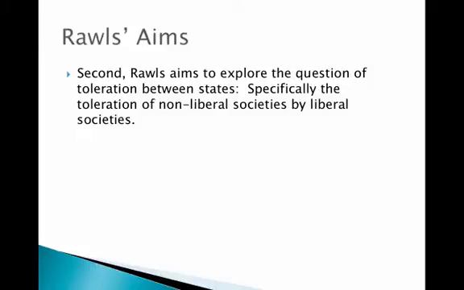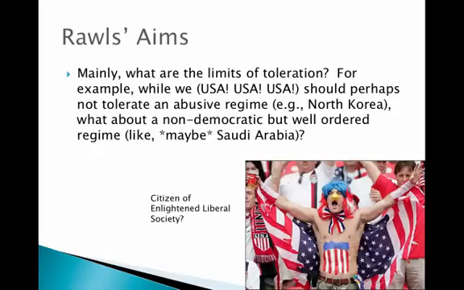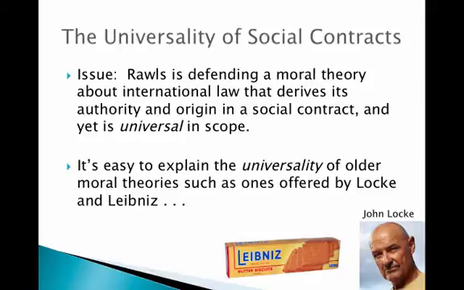But yeah, he's interested in democratic states. What are the limits of toleration of democratic states on non-democratic states? Well, I'll put some flesh on this. So mainly, what are the limits of toleration? For example, we shouldn't tolerate an abusive regime like North Korea. But we do business with other regimes that certainly don't share our political philosophy and don't have the same views of rights that we have, like Saudi Arabia. What limits should liberal societies have in tolerating non-liberal societies? So this is obviously a real-world pressing question that politicians face on a daily basis. So we're going to get into that.